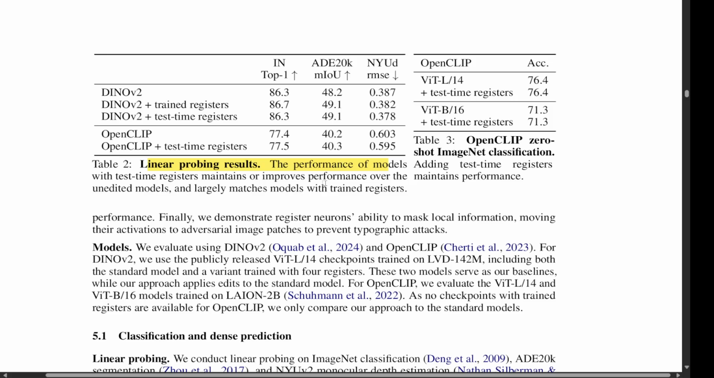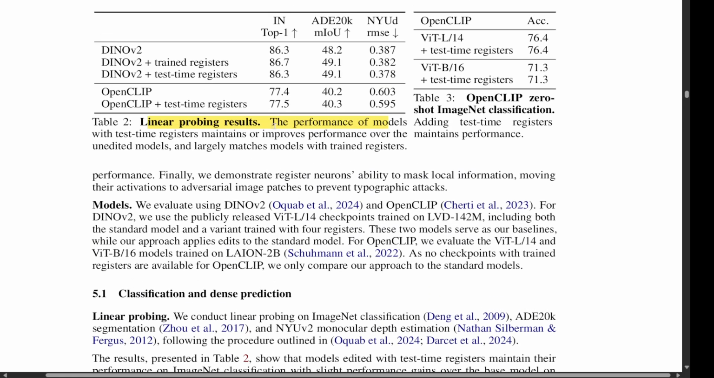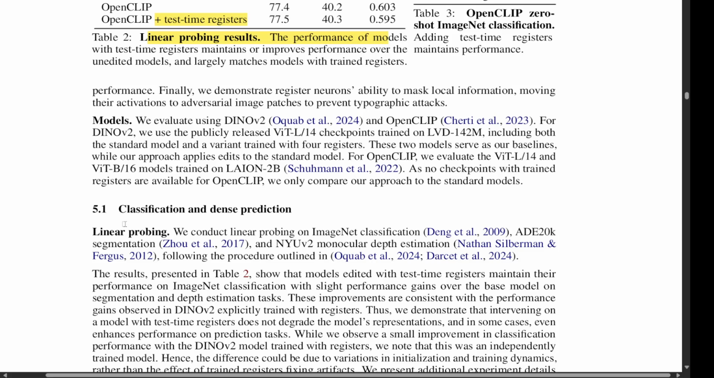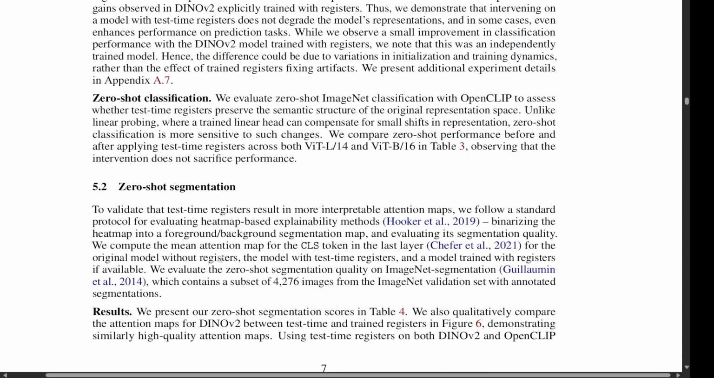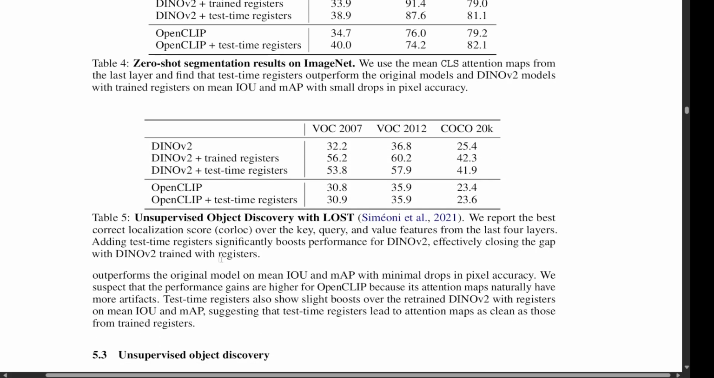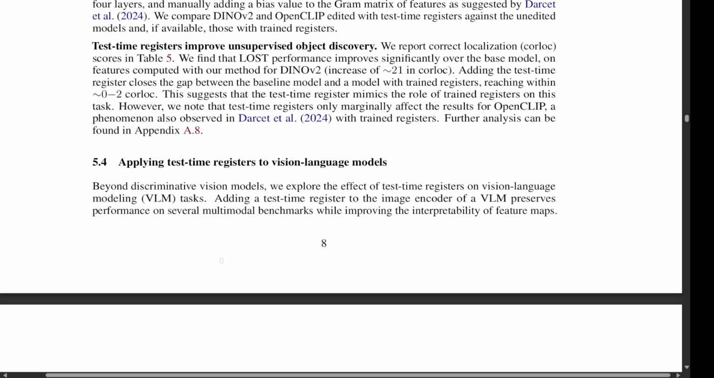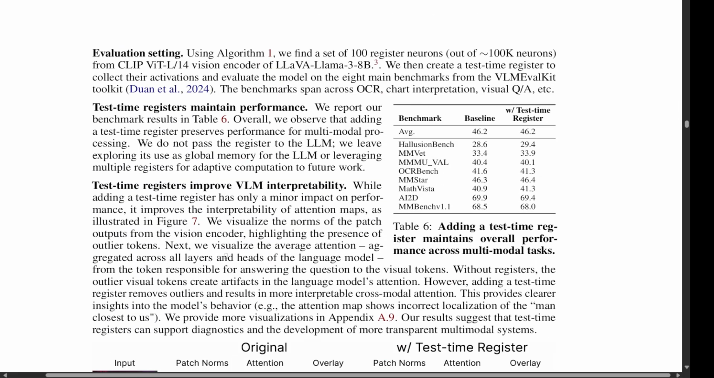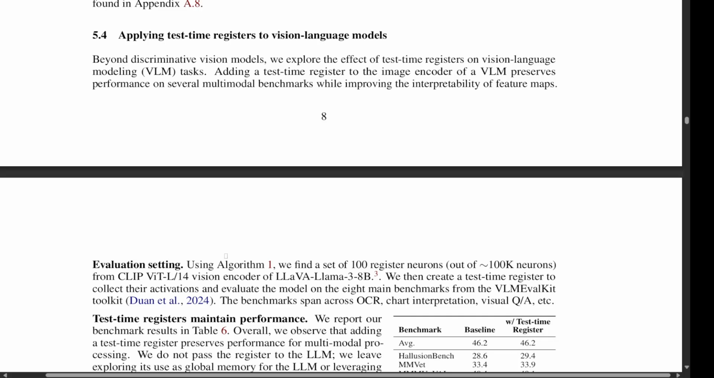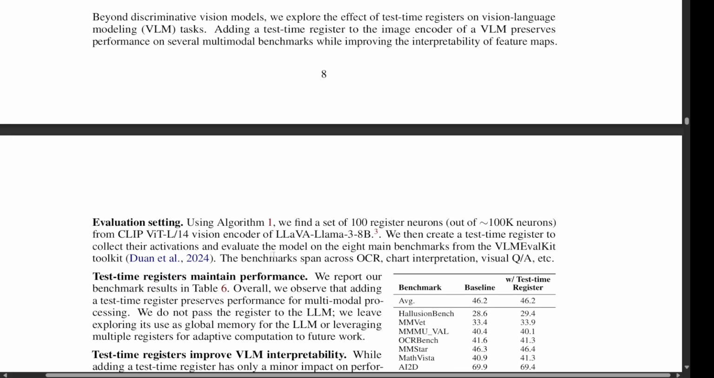Pretty much. And they saw an especially big jump in performance on tasks that really rely on those clean attention maps, like unsupervised object discovery, methods like LOST. Right. Using test time registers with DINOv2, which is popular for that, gave a huge boost, like 21 points in CorLoc score, according to Table 5. It really shows how much that outlier noise was hurting that specific task.